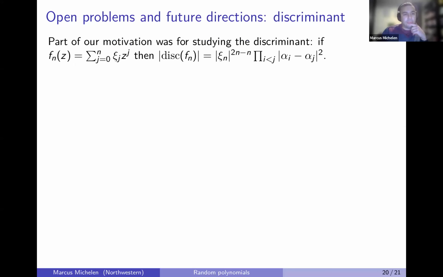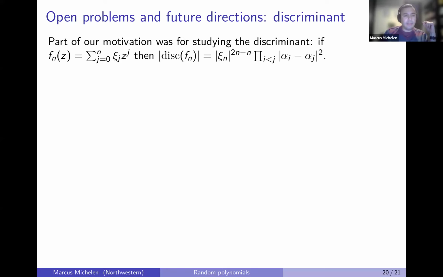I want to give a little reference to the question we were originally considering, which is that we were studying the discriminant of a random polynomial. The discriminant, you can think about it as the leading coefficient to the 2n minus 2, not 2n minus n, of course, times a sort of Vandermonde determinant of the roots.